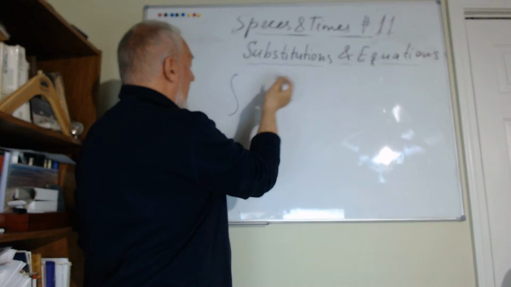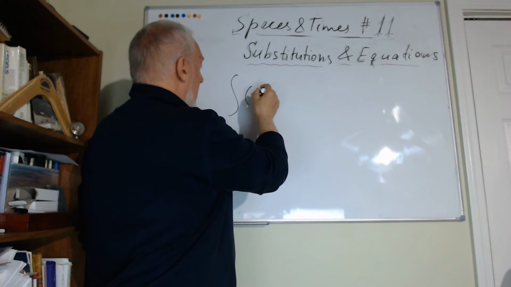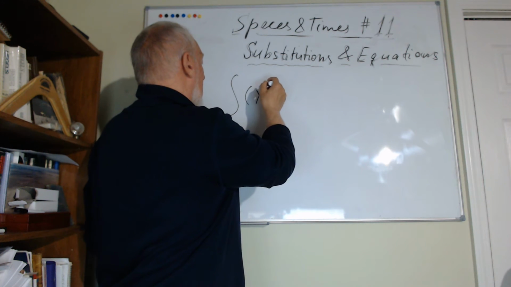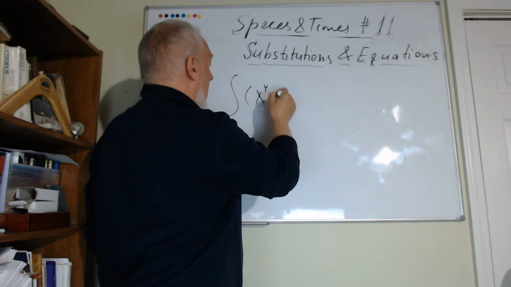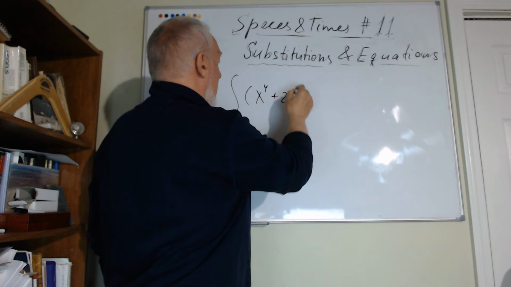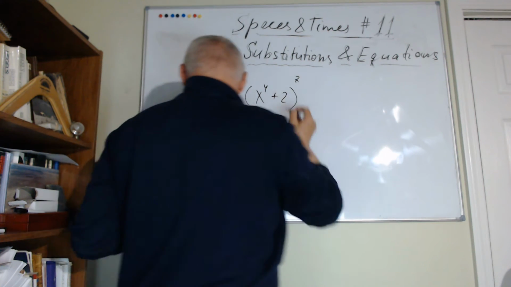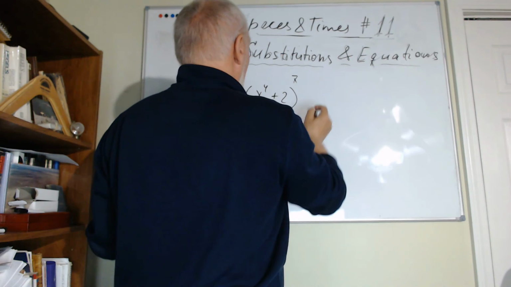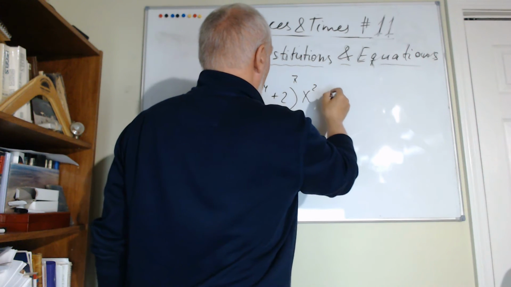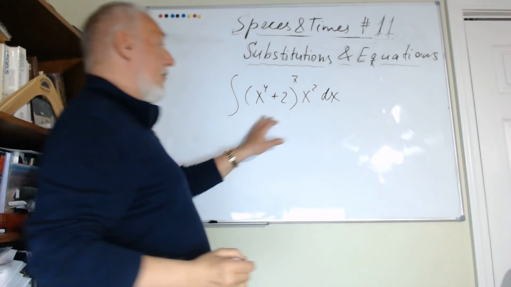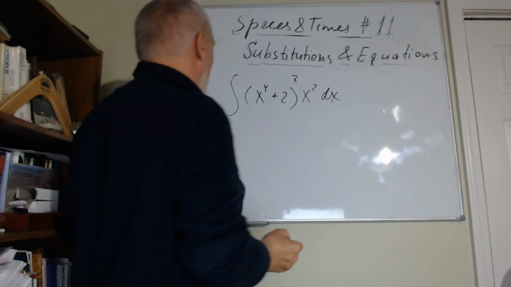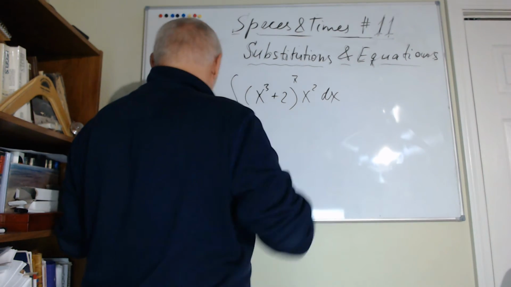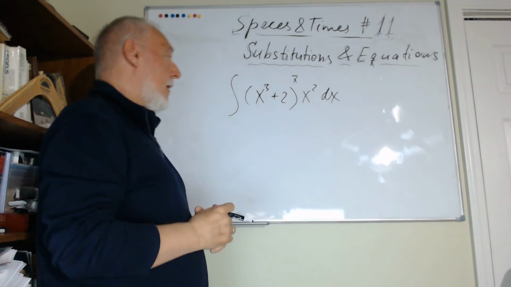Like we have some difficult integral, for example, (2x^3 + 2) to the power of 7, times x squared. Let's do it like x^3.